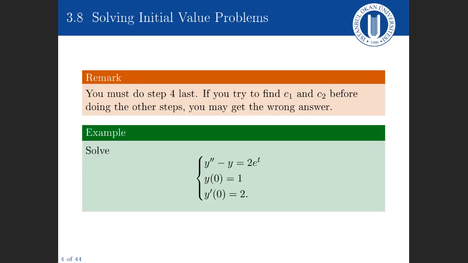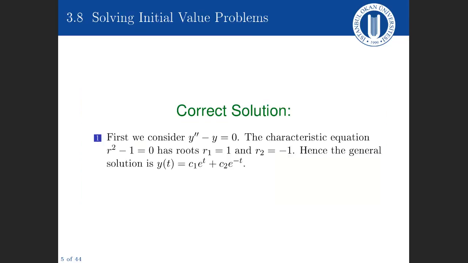For example, let's suppose I want to solve y double prime minus y is equal to 2e to the power t with the initial conditions y of 0 is 1, y prime of 0 is equal to 2. First, I'm going to do the correct solution. I'm going to do step 1, then step 2, then step 3, then step 4. I'm going to do the steps in the correct order.